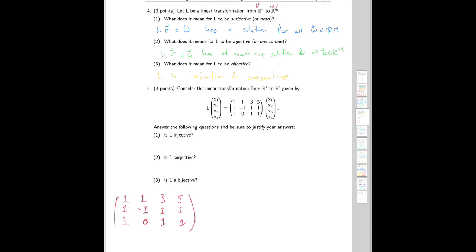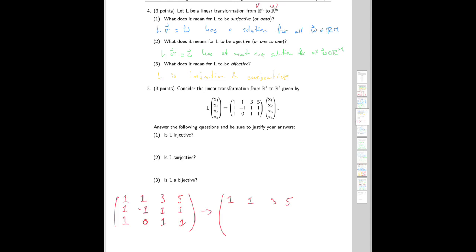Okay, and so what we're going to do is row reduce this matrix. If there are free variables, it is not injective. If there is a row of zeros, it is not surjective. Similarly, or oppositely, if there are no free variables, it is injective. If there is no row of zeros, it is surjective. Okay, so all of that is when it's in row echelon form. So the first thing I'm going to do is subtract row 1 from row 2 and row 3.